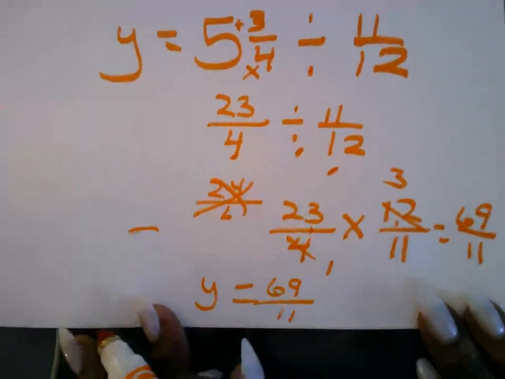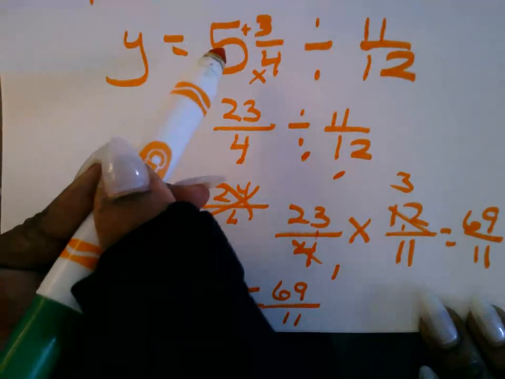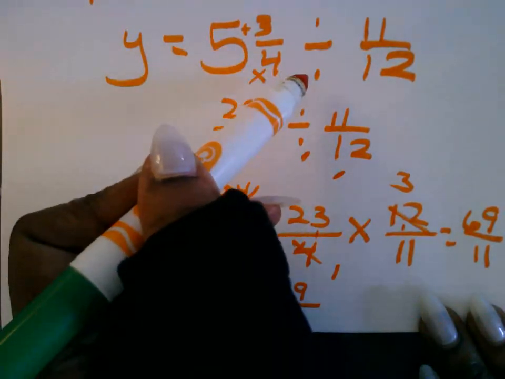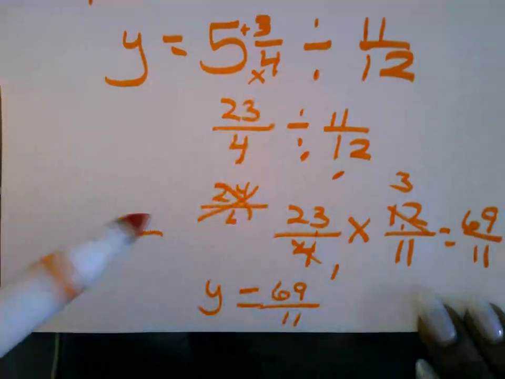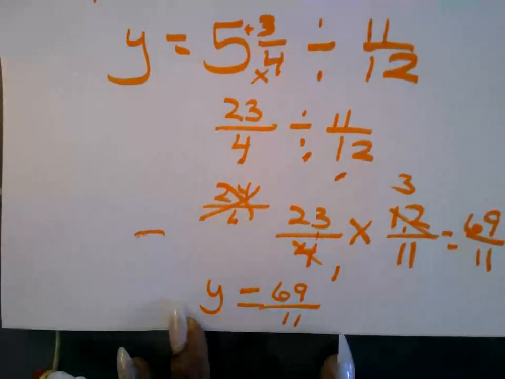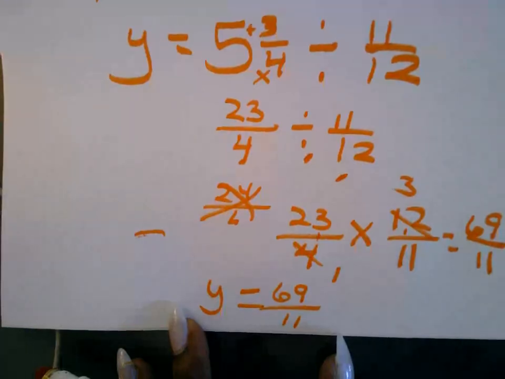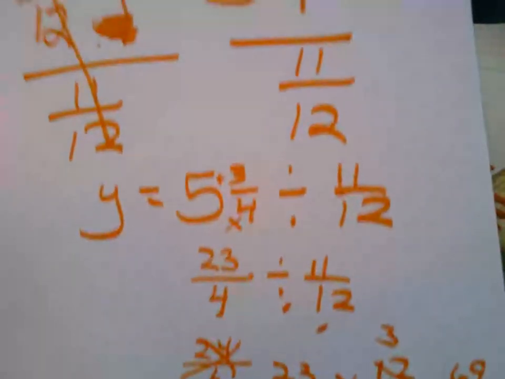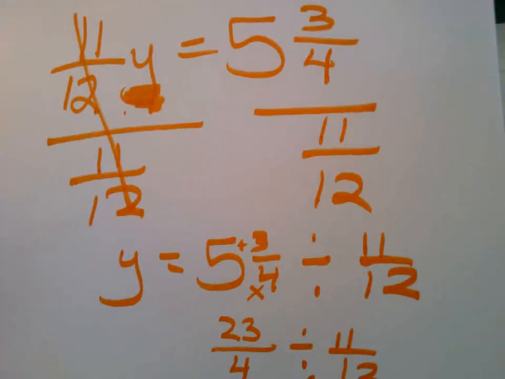Now, if you have Desmos open, you can take 5 3/4, press the division, and then put in 11/12 and see what happens. So I'm going to go over here to my calculator, and I'm going to open Desmos. And I'm going to type this in just the way you see it. So here's the calculator. The problem is 5 3/4 divided by 11/12.